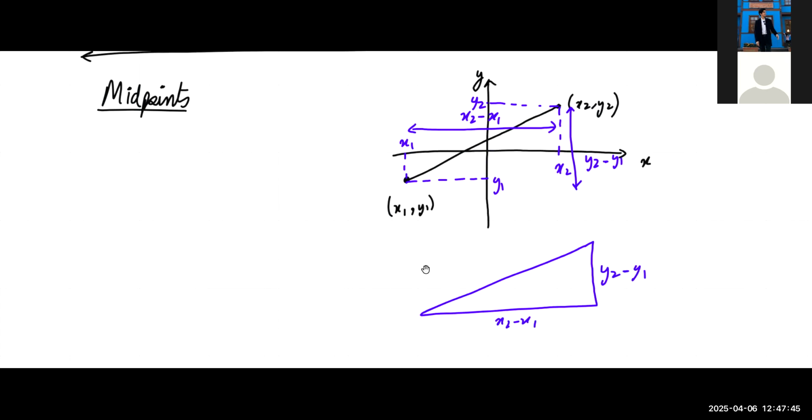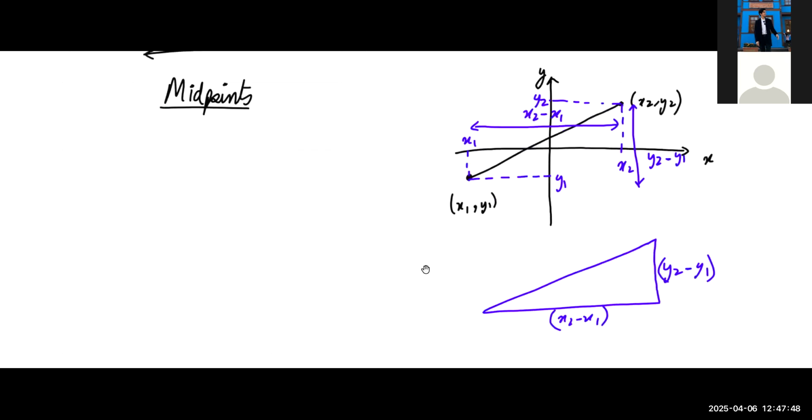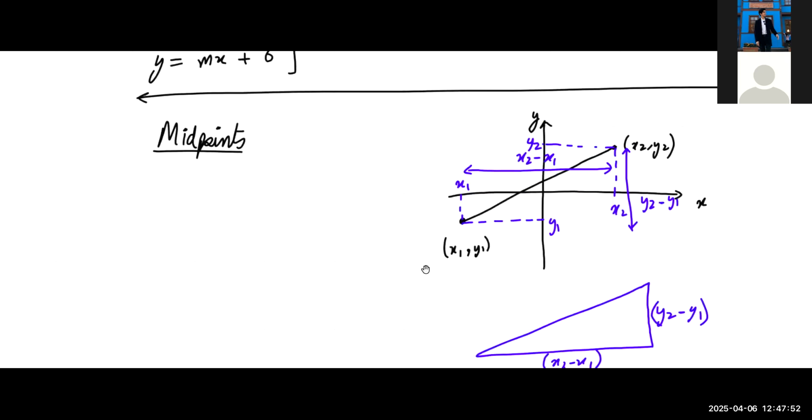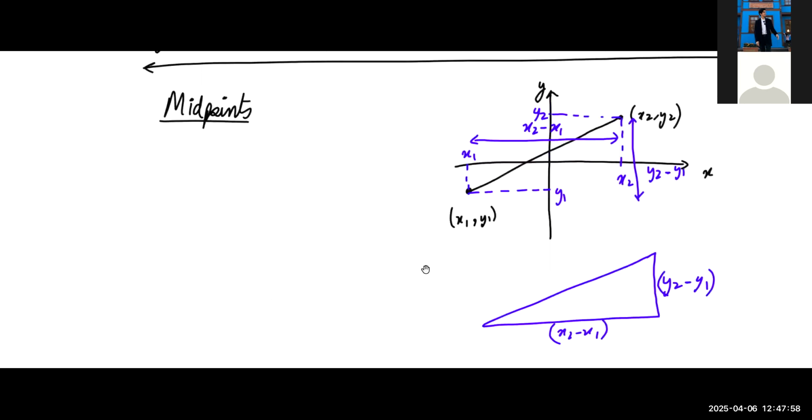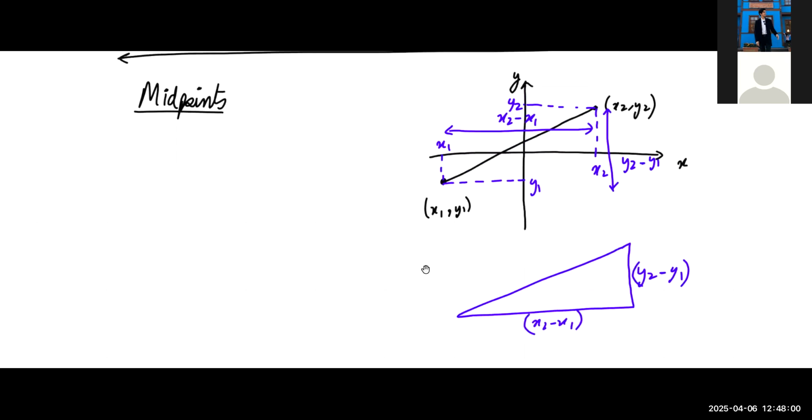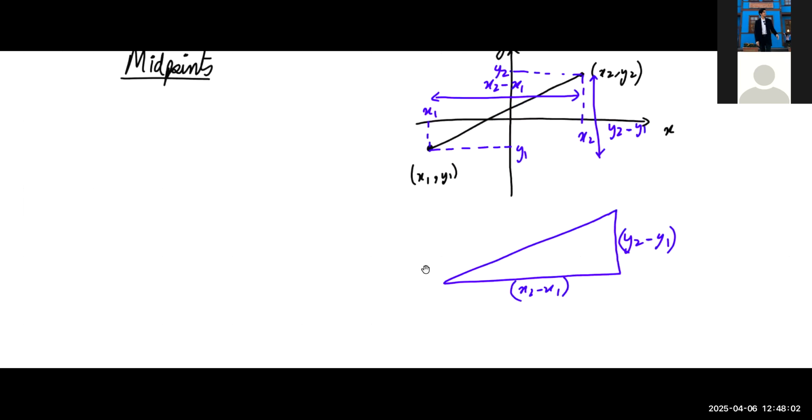So what should we do? We should just use Pythagoras. Sorry, oh, midpoint. I'm telling you about the distance, I just realized. Well, let's just finish this. I forgot that we're talking about midpoints and not the distance formula. But the distance will simply be the square root of x2 minus x1 whole squared plus y2 minus y1 whole squared. Just using Pythagoras, right?